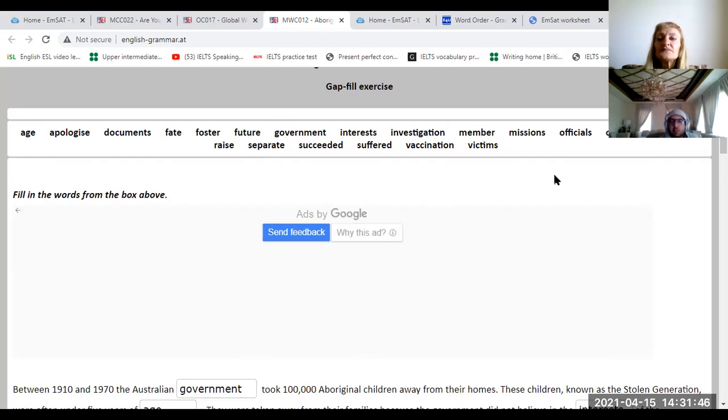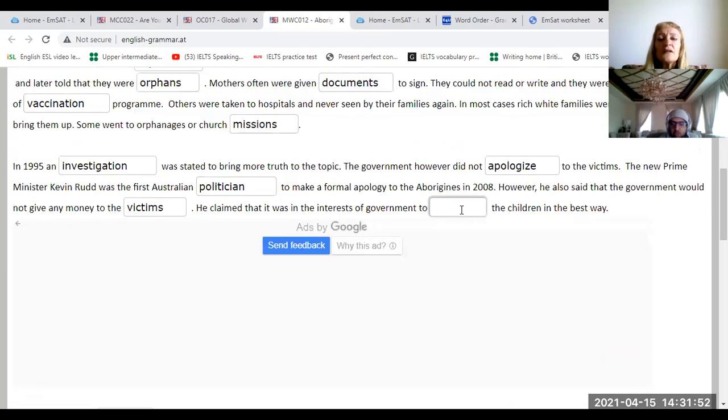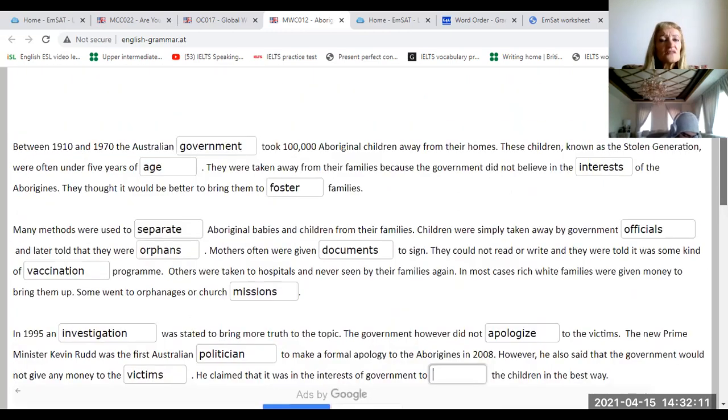Does fate mean the same thing as treat? To feed the children in the best way? Like to give them the best future? No, they didn't have a very nice fate. Yes, but he's saying that they intended to give them a nice fate. He claimed that it was in the interest of the government to... I don't think we can say fate the children in the best way. Let's have another look.